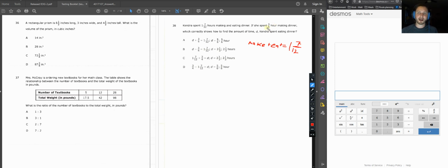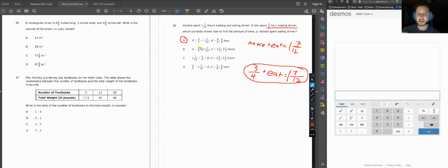Now, we do know how much time she spent making dinner. So we know it is 3/4 of an hour to make dinner plus an amount of time to eat dinner equals 1 and 7/12. Well, let's see if we can find an equation like that. It looks like A matches that pretty well. They did mix things up. They moved the amount of time for eating to the front, but it's the same.